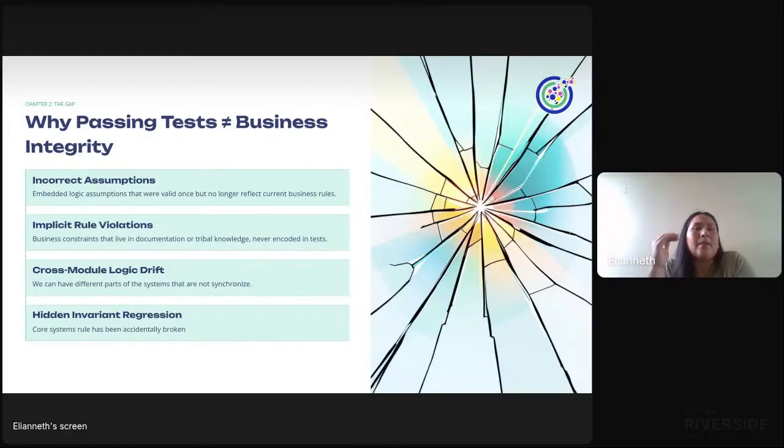And for sure, the code is going to pass. We are not going to have any issues. The system is not going to crash, but we're going to have some business violation there. Also, we have some implicit rule violations. Sometimes these rules are just implicit, and the team maybe cannot be aware of that, or they assume that some things are already taken care of, and they are not encoded. And if we are not encoding this in the test, for sure the test is not going to catch them.